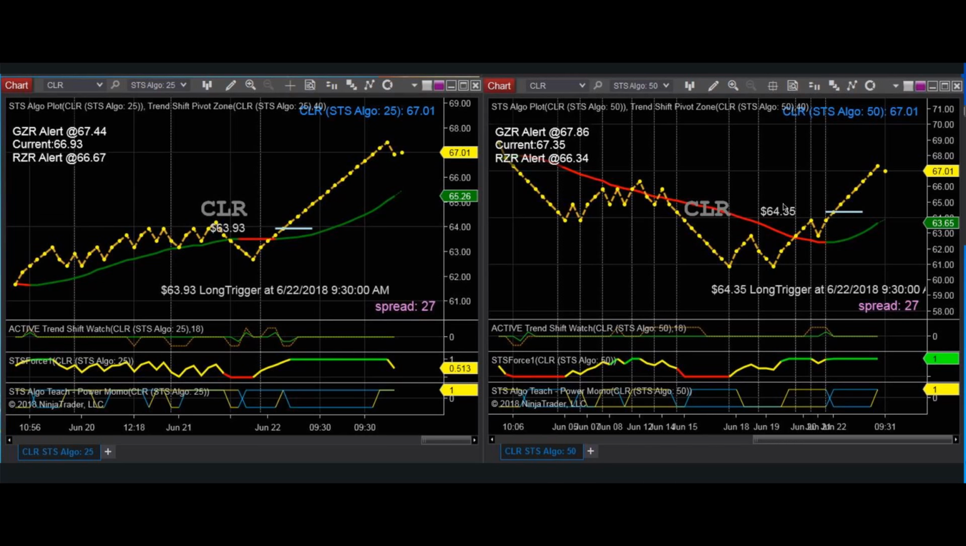When it crossed 64.35, it shifted this from red to green, plotted it on the chart, and gave you the exact time that happened, which was 9:30 a.m. Now it went all the way up to here at 9:30 a.m. So again, that was a gap up, and then it started pulling back.